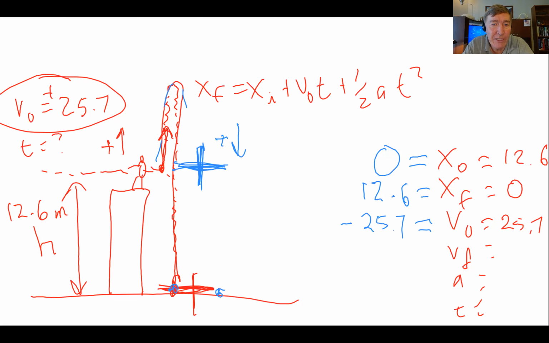So somebody else, please speak up and tell me, why is X final not 0? We don't know what it is, so just leave it as a question mark. What you said is true. The answer I was looking for is the reason that V final is not 0 is because these equations of motion only apply while the rock is in the air. As soon as the rock hits the ground, these equations no longer apply.